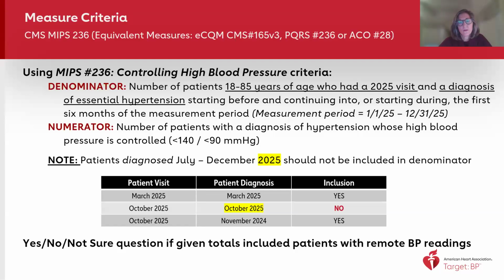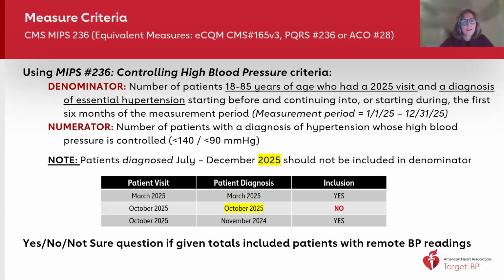The one thing I'll also note, if you're calculating your control rate, your MIPS 236, using your EHR or your population health tool that does it automatically for you, that's one thing. If you are doing it manually, make sure you read the detailed measure specifications. Make sure you exclude patients such as those who are pregnant, those who are in palliative or hospice care, and there are other exclusions like that. You certainly want to continue caring for those patients and managing their hypertension, but they're not included in this particular performance measure.